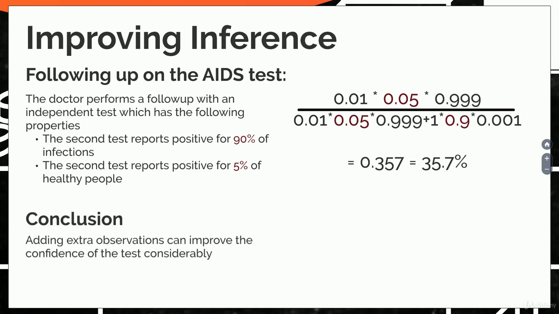What we can conclude is that adding extra observations can improve the confidence of the test considerably. Extra observations in machine learning are going to be additional tests or data points. And this is why having large data sets is essential to developing good algorithms in machine learning. Each additional data point that you have improves your inference significantly. And when we're inferring knowledge from data, this is everything.